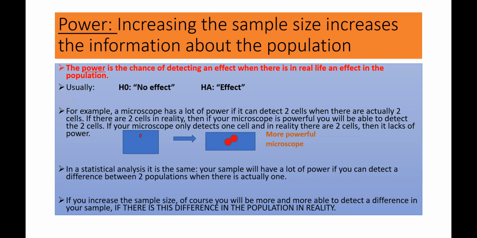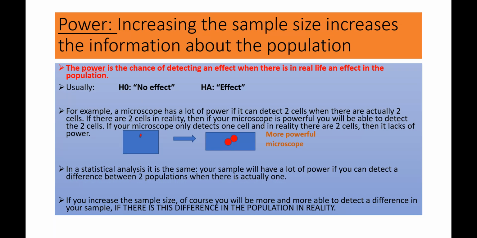So let's go back to a model, well, a hypothesis where H0 is no effect and HA is effect. So that would be the probability of detecting an effect. So imagine in the population there is such an effect. The power would be the probability for your test to detect that effect. Okay?